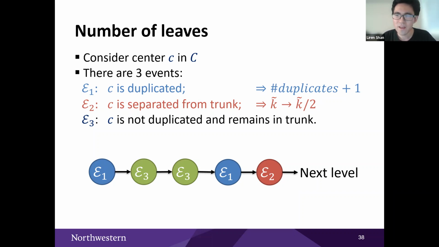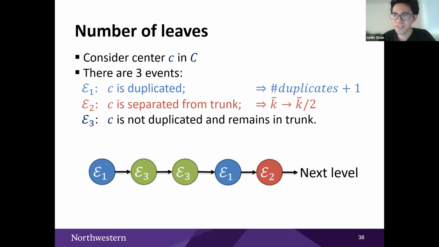If event 1 happens, then the number of duplicates will increase by 1. If event 2 happens, then the number of centers in the same leaf as center c will decrease by a factor of 2. Why? Because suppose there are k tilde centers in the original region. Since the leaf with center c does not contain the median point, this leaf contains at most k tilde over 2 centers. Thus, in our algorithm, we will see one of these 3 events happen at each iteration.